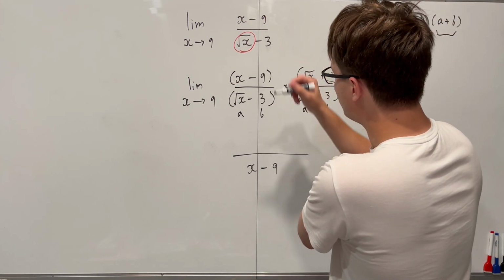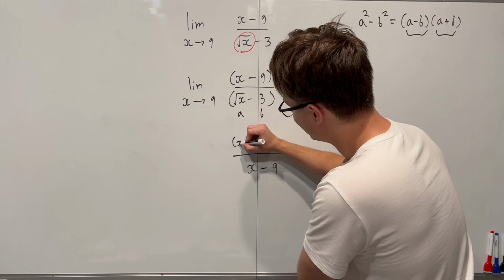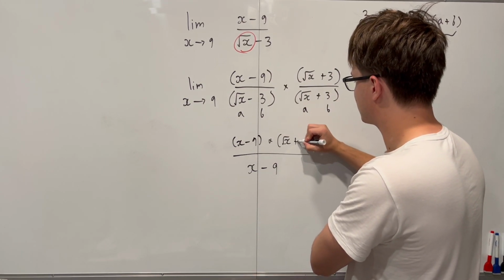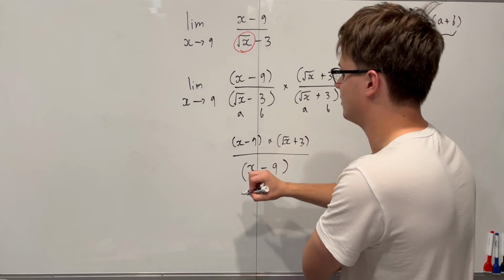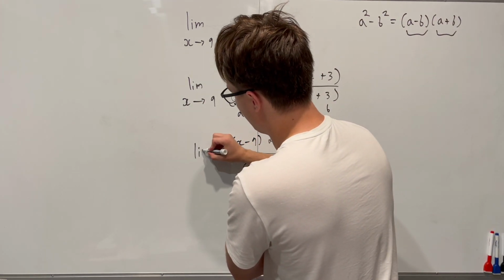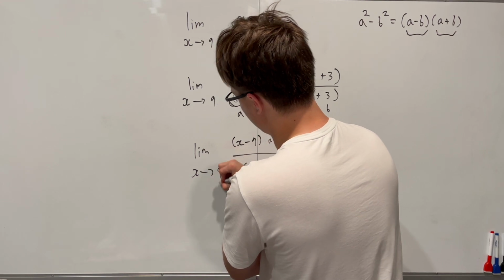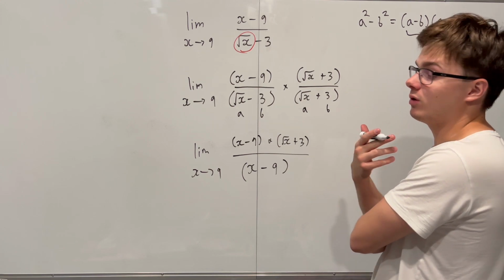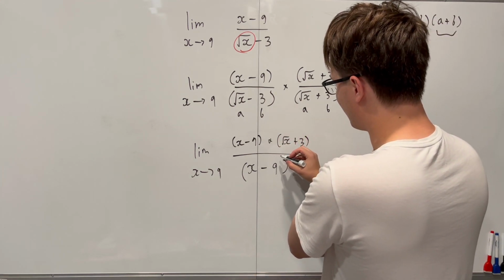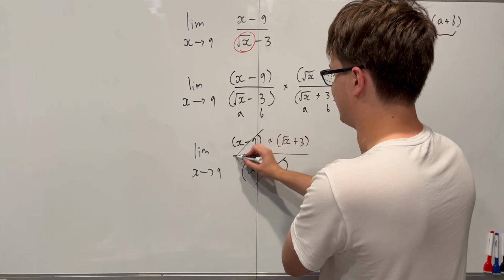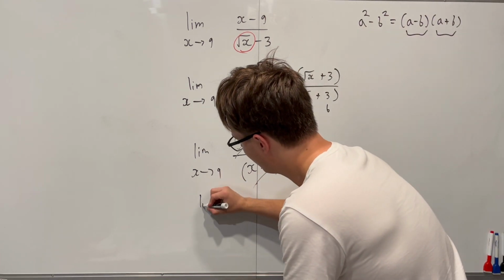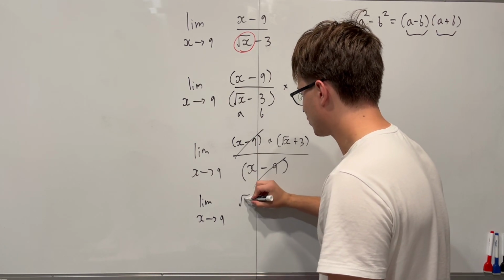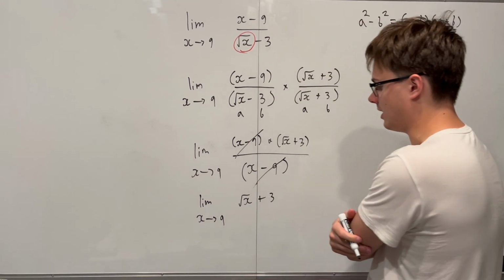Okay, in the numerator, we're still going to have x minus 9 multiplied by the square root of x plus 3. And we can put brackets around the denominator as well. And this is still going to be a limit as x approaches 9. Now, what do we know? Well, we're able to cancel our denominator, which is exactly what we wanted to do before, right? So we can cancel x minus 9 here with the x minus 9 there, and we're going to be left with the limit as x approaches 9 of the square root of x plus 3.